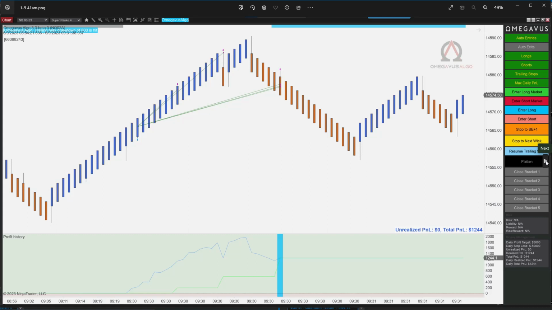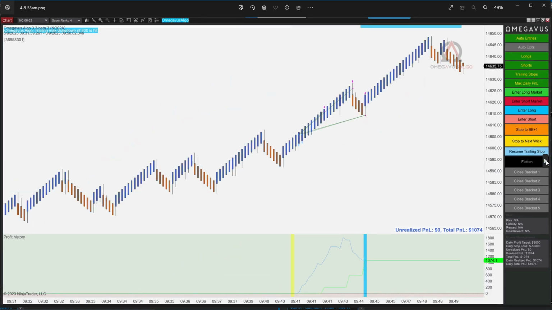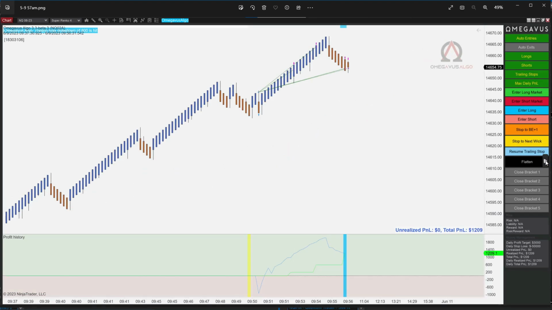1,200, 1,000, and another 1,200. So we're at what? 4,400 by 9:56 and I'm done. The reason being that as the market progresses, you see it's closing the first bracket, then the second bracket and whatnot. Here's the kicker.